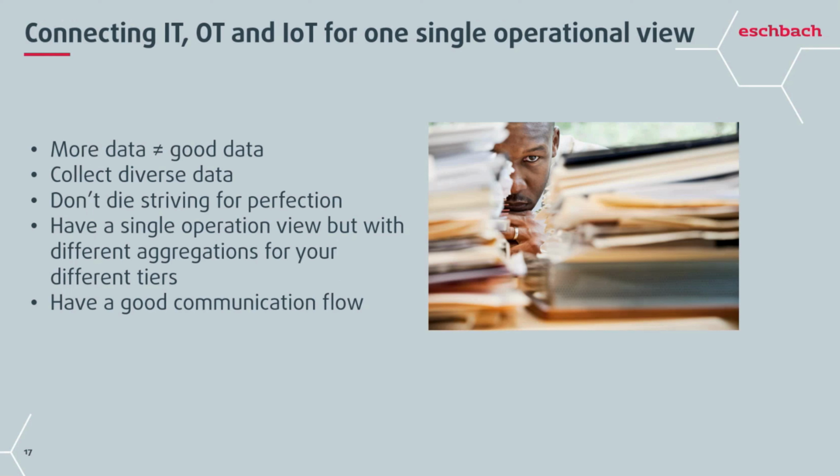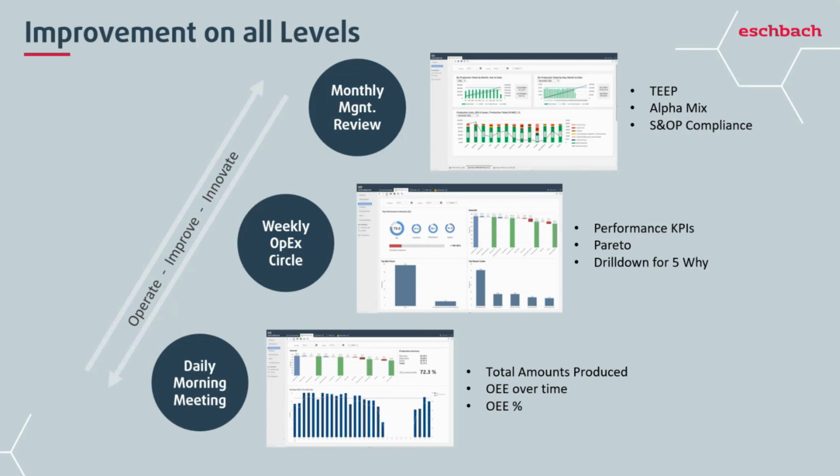And then make sure that you aggregate the data depending, for example, on your different tiers. Your shop floor needs a different view than your department, than your plant management, than your business unit. And between all of these tiers, have a good communication flow. We want to deliver the right information to the right person at the right time to make the best decisions. And if you have data silos, this really slows down your plant and your processes. The same if you don't have a good communication between your departments.